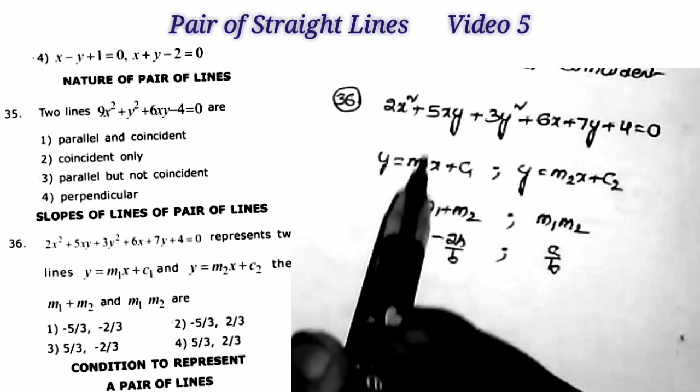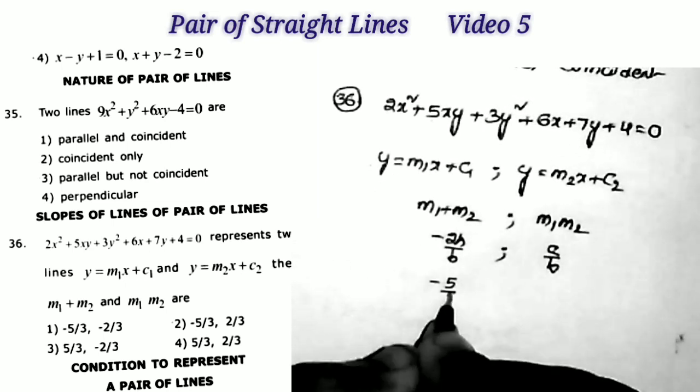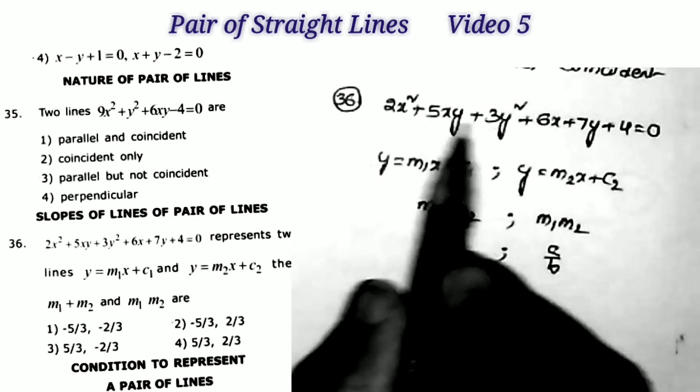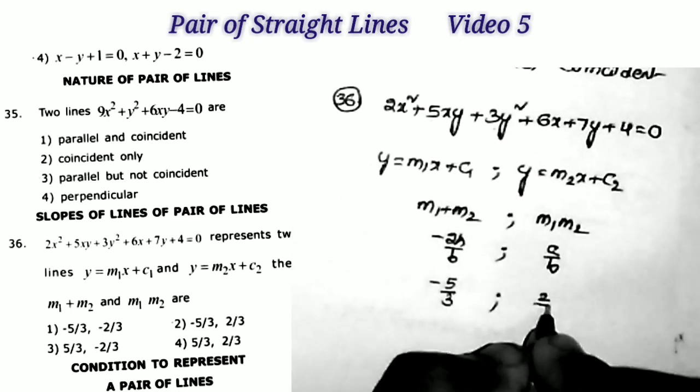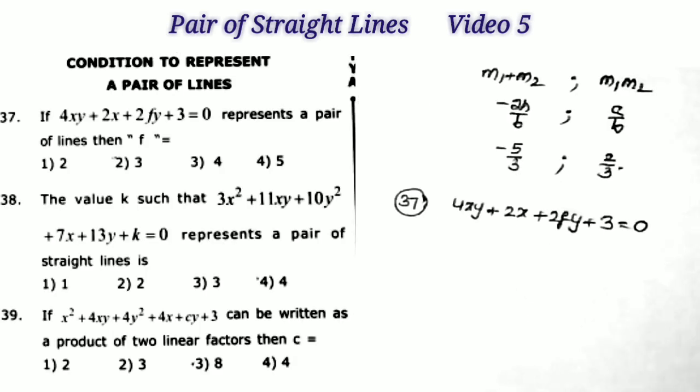Now replacing the values, 2h is equal to 5 here. So the first answer is minus 5 by 3, b is equal to 3. And a by b, the second answer, is equal to 2 by 3. So the answers are minus 5 by 3 comma 2 by 3, and that is the second option. That's all. Next question, sum number 37.